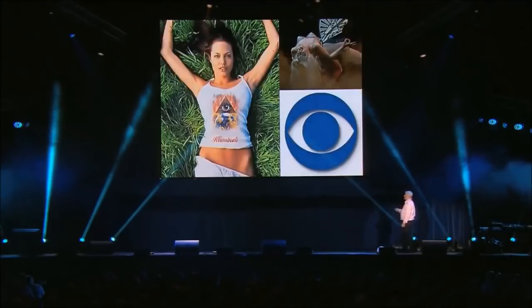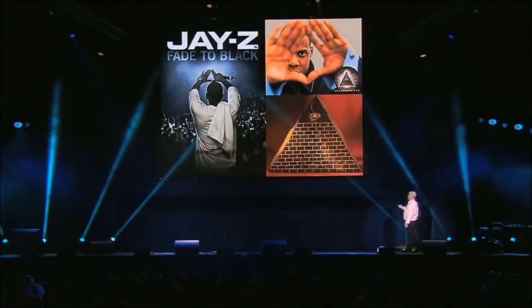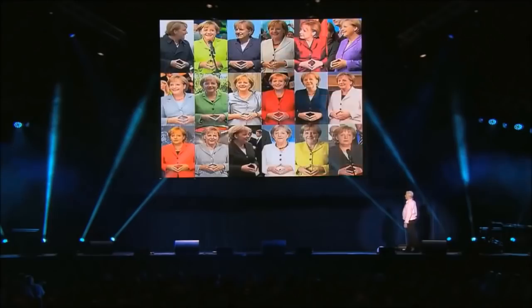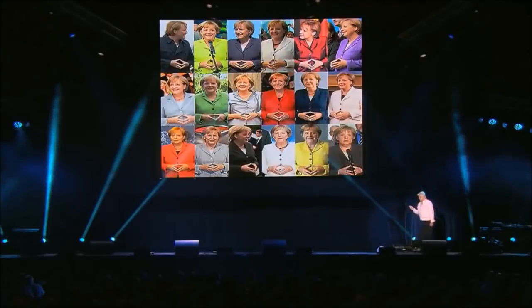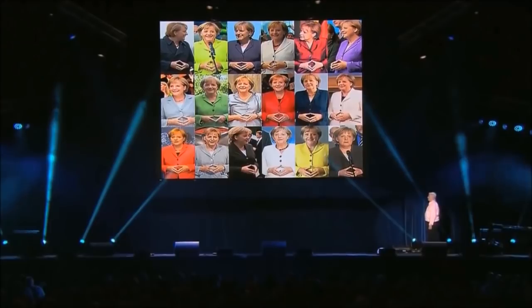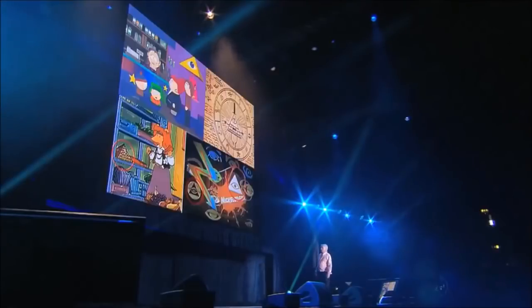Katy Perry, Angelina Jolie, Lady Gaga, CBS, Jay-Z. Unbelievable. What's the chances of Chancellor Merkel doing that every time? That's bloody ludicrous. It's not even a natural thing to do. And then you look, I mean, this is unbelievable, this. Animated bloody cartoons and stuff. This pyramid and all-seeing eyes freaking everywhere.